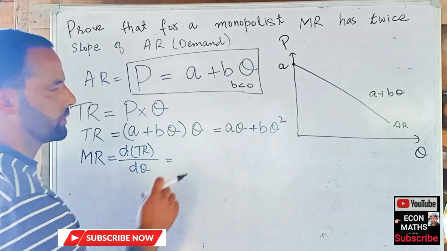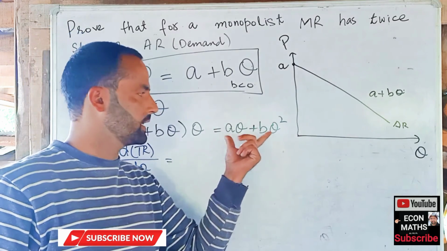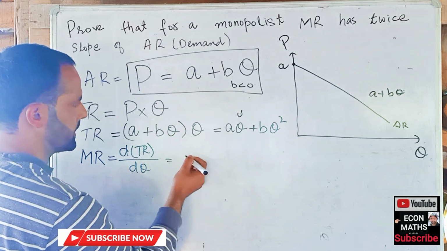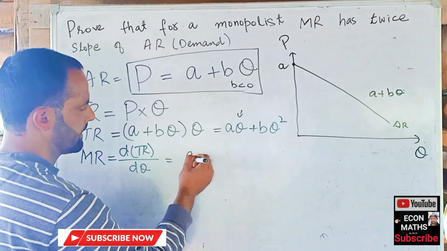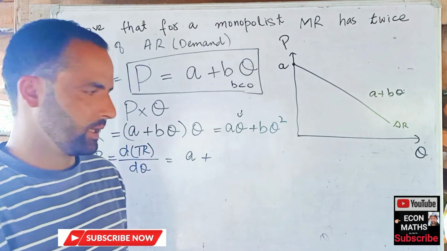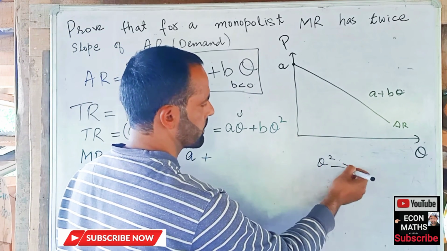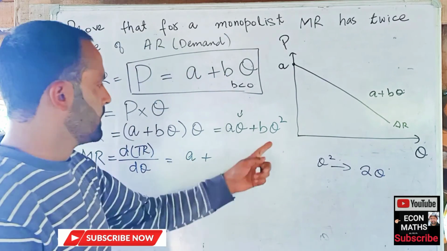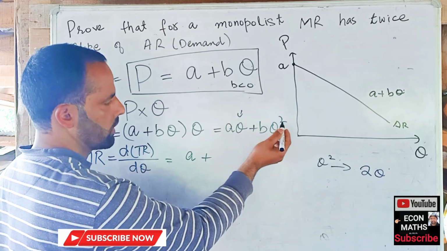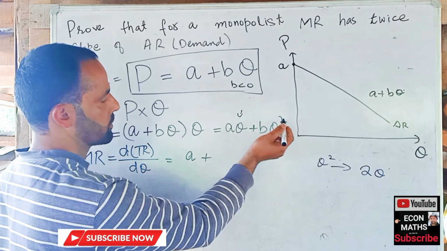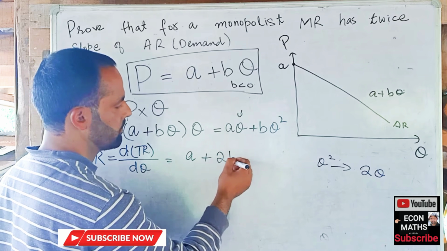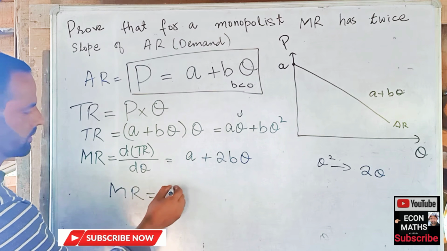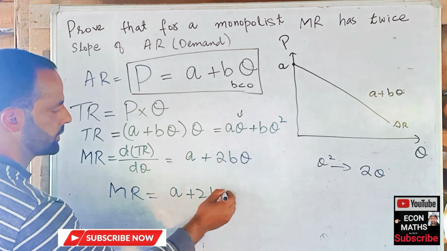Now the marginal revenue will be the derivative of this function with respect to the quantity. The derivative of Q is 1, so A into 1 is A, plus the derivative of Q square, which comes out to be 2Q, so this becomes twice BQ. So this is our marginal revenue: A plus twice BQ.